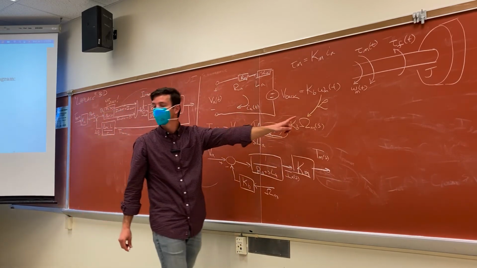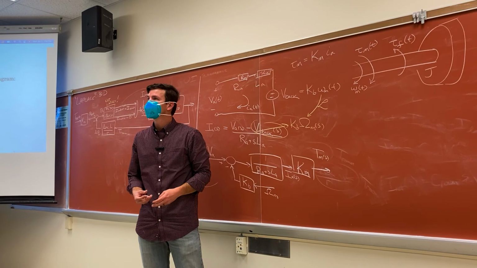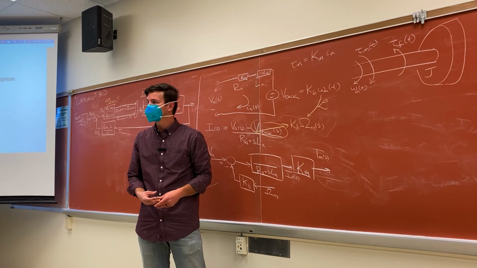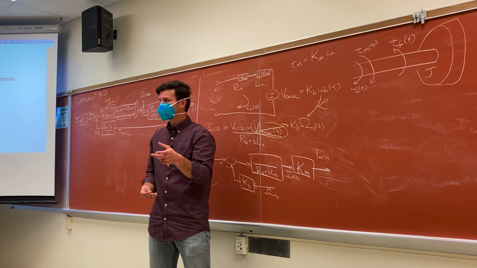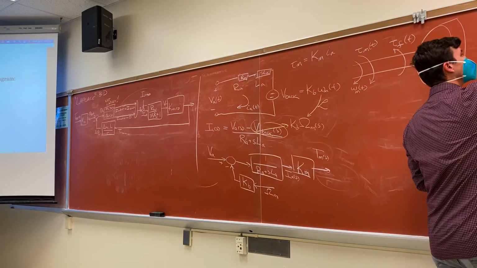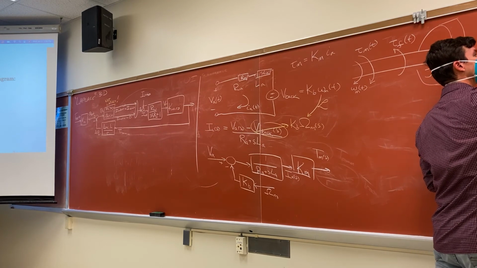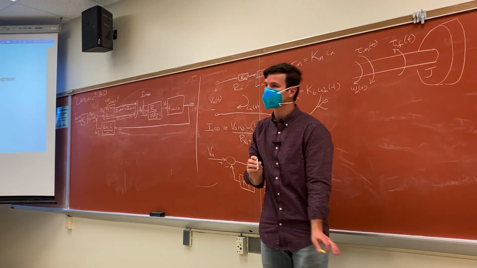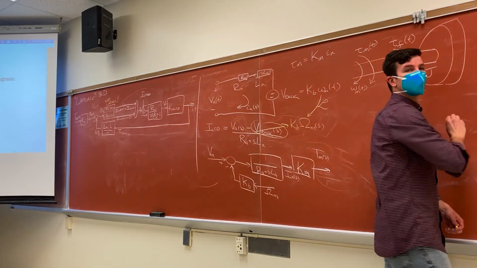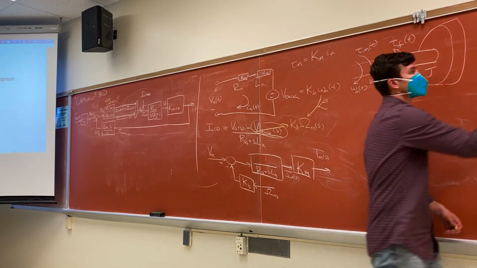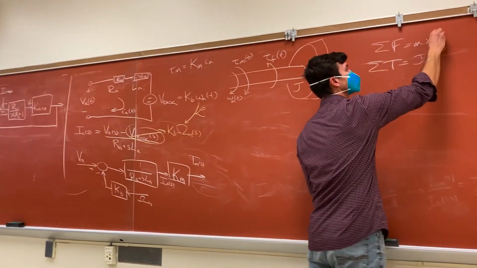Now we can do F equals MA on this rotating shaft. Or T equals J alpha, yeah. Rotating Newton's second law. You all know this one. You also know this one. It's just, everything is rotating now. There's a sigma here, there's a sigma there. Alpha is theta double prime, just like A was X double prime.